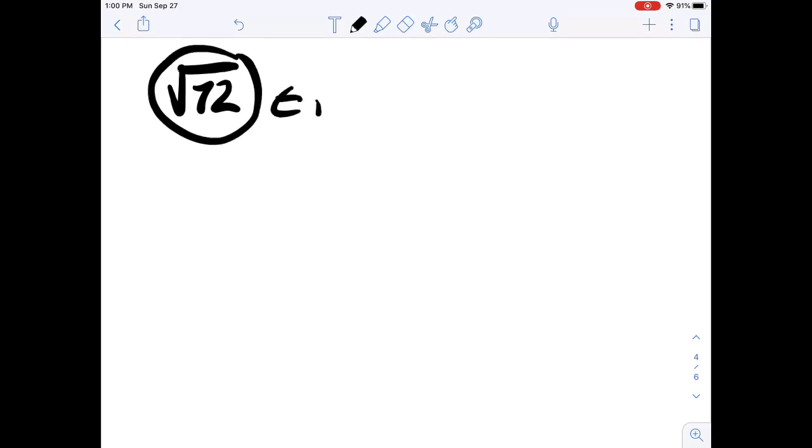Let's say you are to solve this, the square root of 72. 72 is a non-perfect square, so this is irrational. And you will obviously not get a whole number as a result. And so if you're asked to solve this, then you can simplify it by writing it as a mixed radical with a coefficient multiplied by a radical.